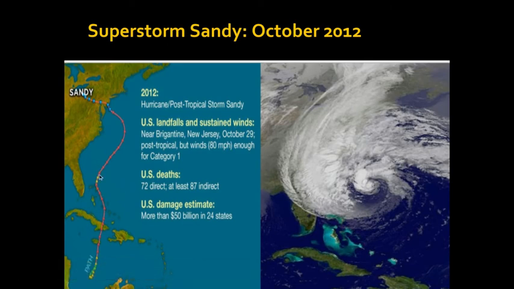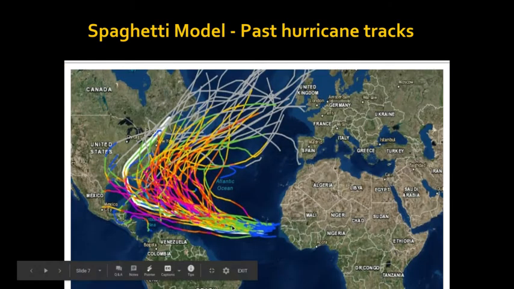Now, this red line is the track that Hurricane Sandy made, and you can see it made this weird left-hand turn. This spaghetti model shows you the path that most hurricanes generally take. You can see that they kind of ride along the east coast of the United States and then back out to sea.